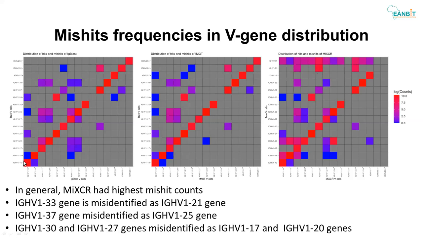And just to note, this one gene, V133, was misidentified as V121 across the three tools, as well as a chunk of V130 and V127 that was misidentified as V117 and V120. As you can see, the same proportion appears for all the other tools.